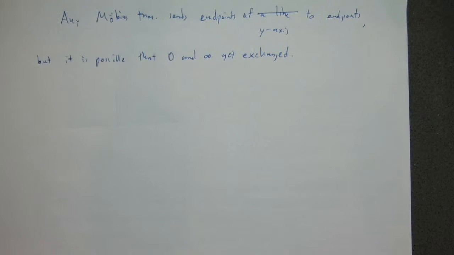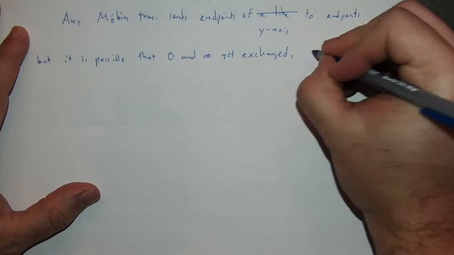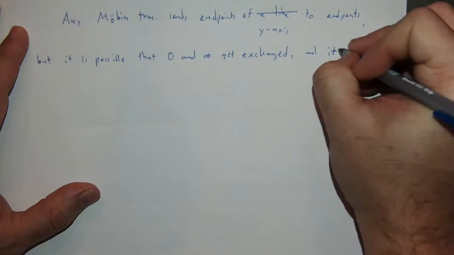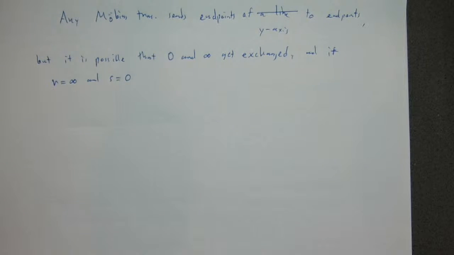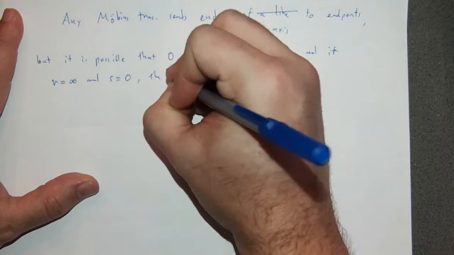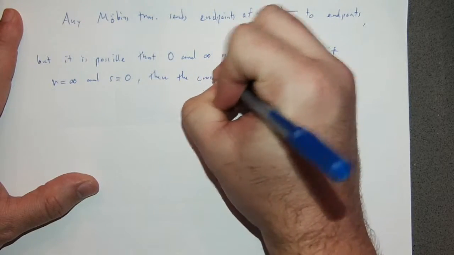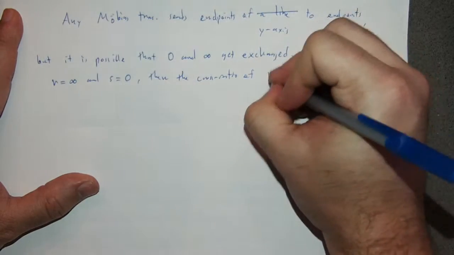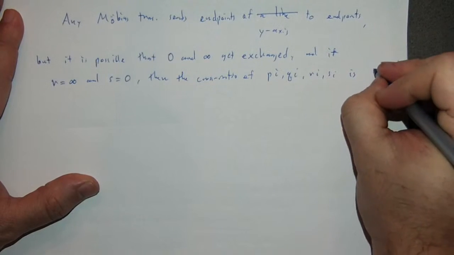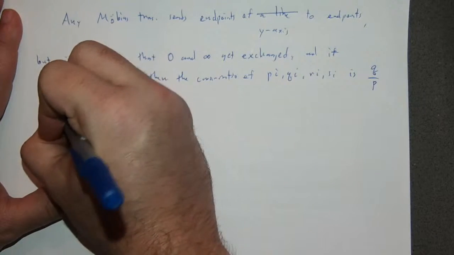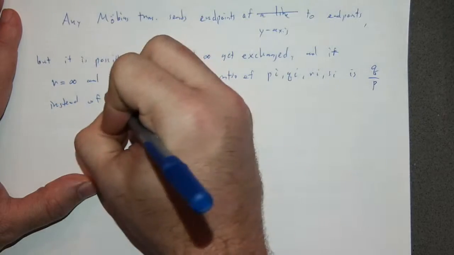All right, I bet you can guess what Möbius transformation would exchange them. Okay. So, if r is taken to be infinity and s is equal to 0, so we added in the opposite way the other time, then the cross ratio of pi, qi, ri, si is q over p instead of p over q.